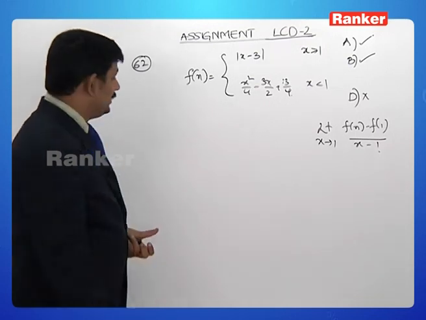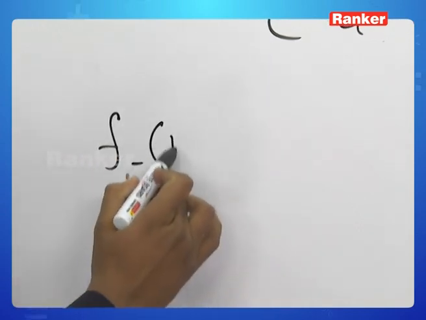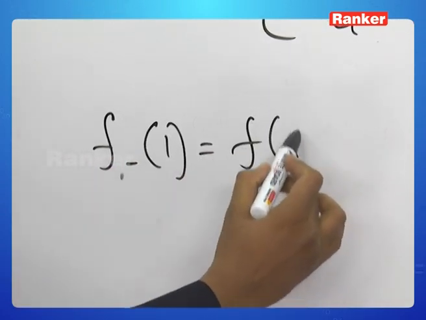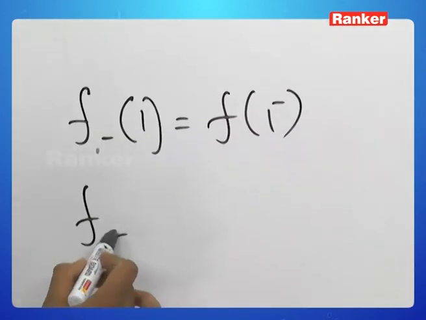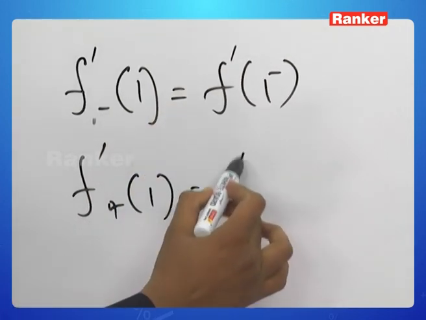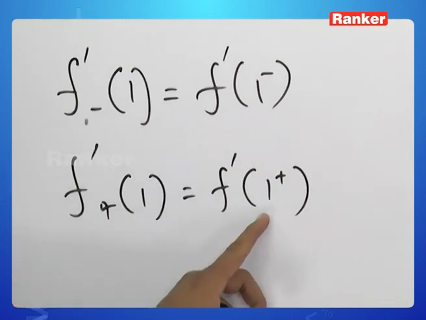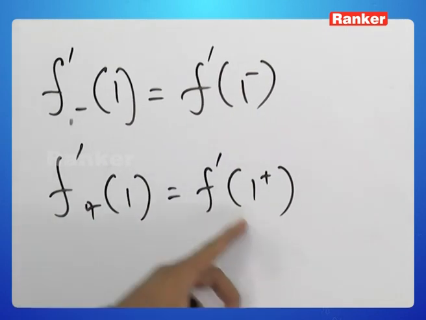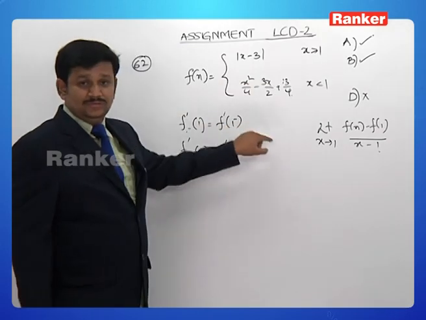Now, we can say left hand derivative at 1 would be same as derivative at left side point at 1, and right hand derivative at 1 would be same as derivative at right side point at 1. Right hand derivative would be same as derivative to the right side at 1. Left hand derivative at 1 would be same as derivative to the left side at 1.